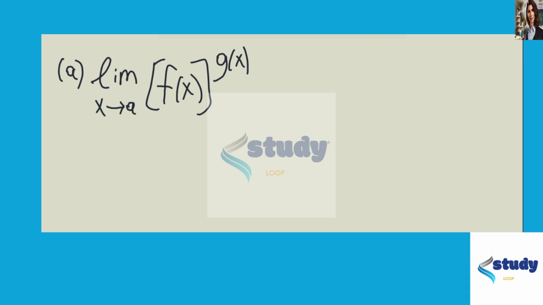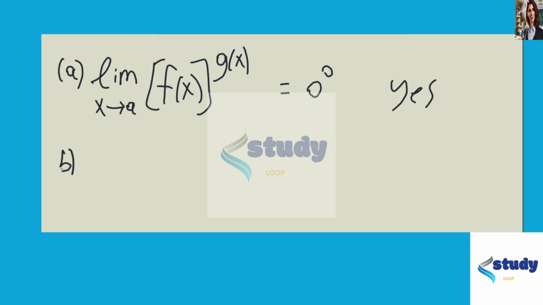Hello. So here in part A, we consider the limit as x approaches a of f of x to the g of x. Well, this is of the form 0 to the 0, which we know is an indeterminate form. So therefore, the given limit, the limit as x approaches a of f of x to the g of x, is an indeterminate form. So yes, this is an indeterminate form.